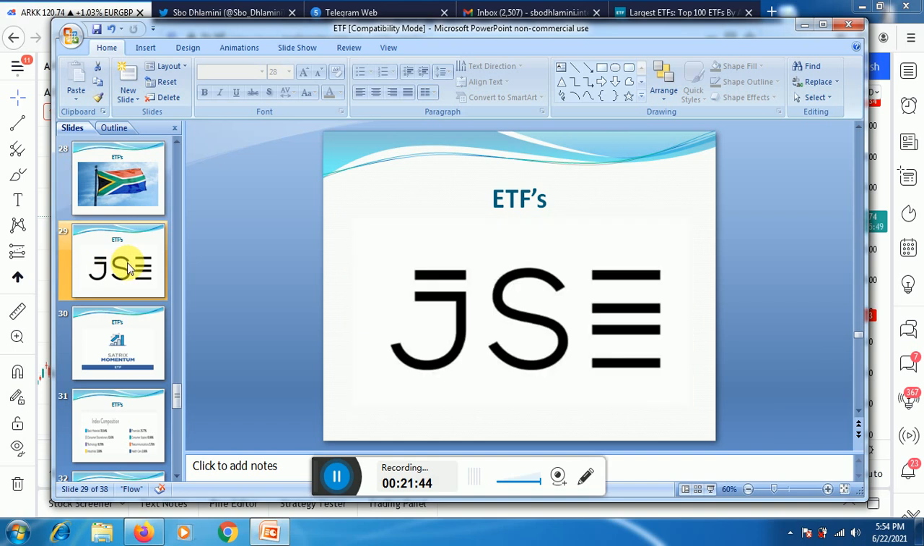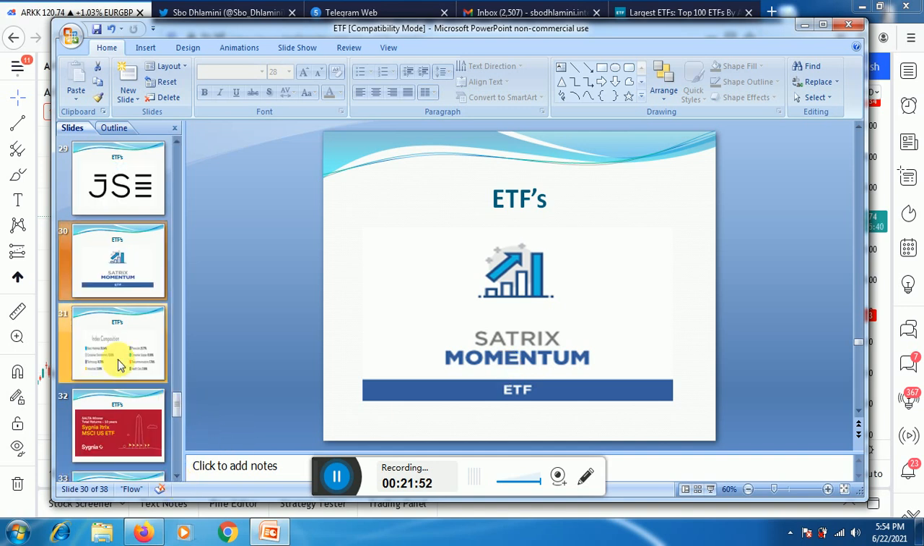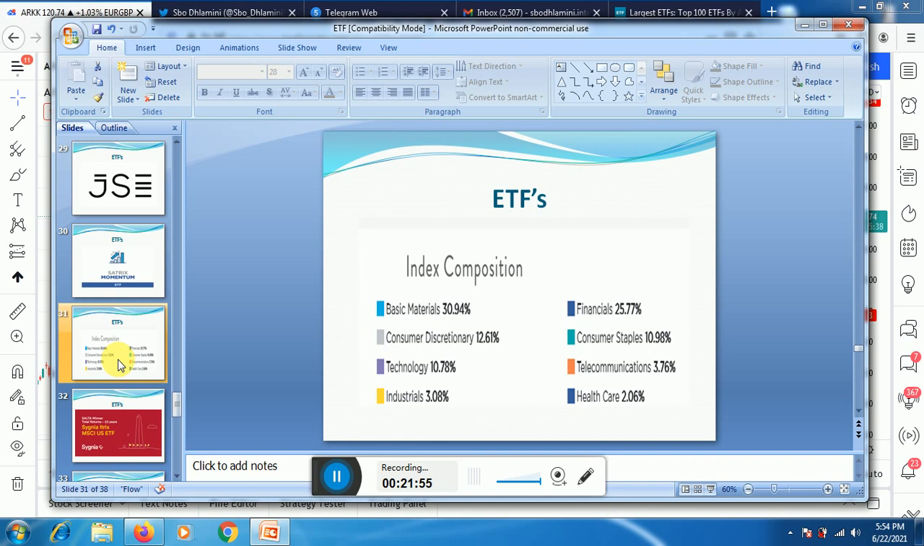The one that I'm looking at here, that is listed here in South Africa on the JSE, is the Satrix Momentum ETF. What I like about the Satrix Momentum ETF is that it's not focusing on one sector.